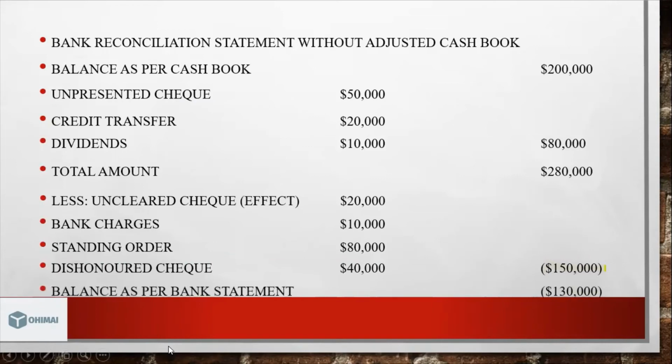So you have balance as per bank statement, $130,000. When you minus the $20,000 from $150,000, you have $130,000. This balance is expected to equal your bank statement because that is the essence of reconciliation.